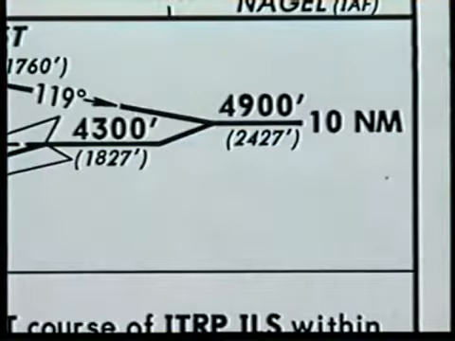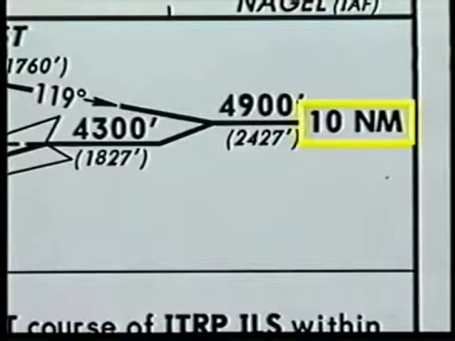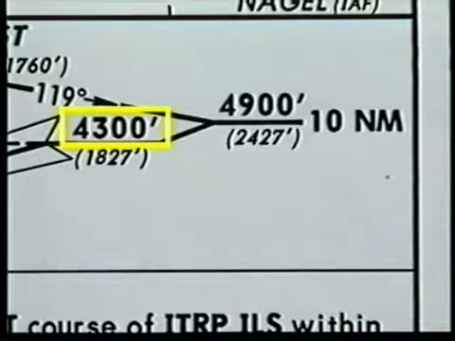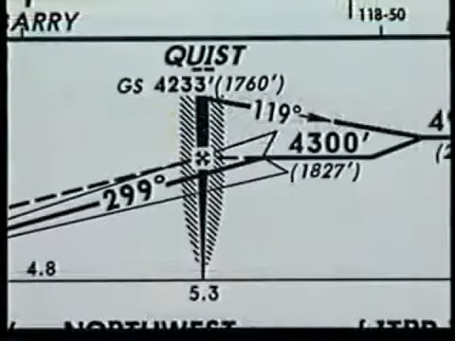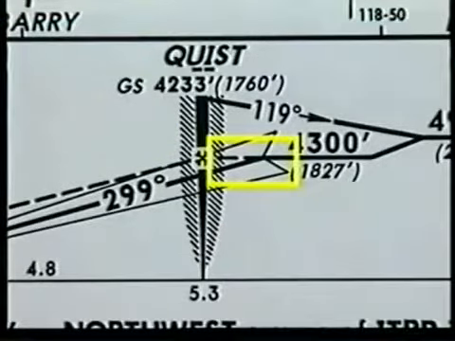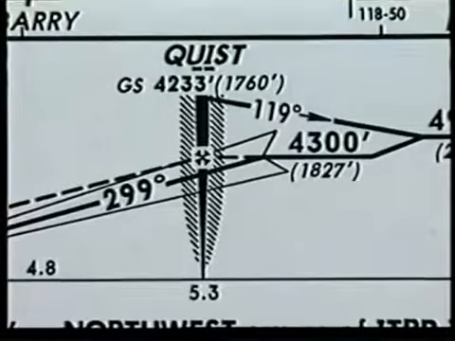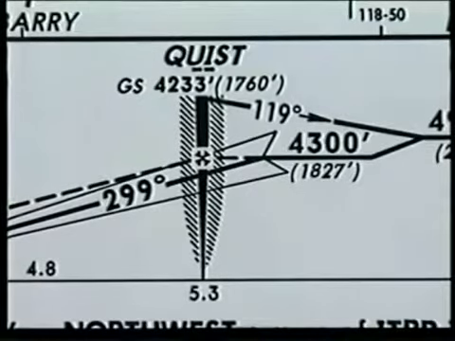To the right of the altitude designation is the notation 10 nautical miles, which means the procedure turn must be completed within this distance from Quist. As you establish your aircraft on the inbound course, which is the intermediate segment, you can begin your descent to 4,300 feet. On an ILS approach, the point where the solid line begins to descend represents the point where you'll intercept the glide slope when you're at the minimum glide slope intercept altitude. For a precision approach, this is the final approach fix, or FAF, and the beginning of the final approach segment.